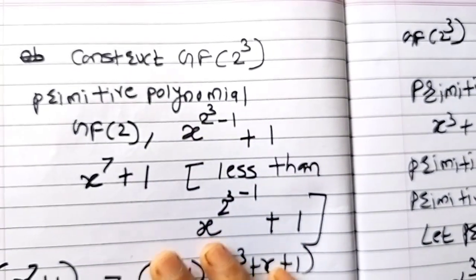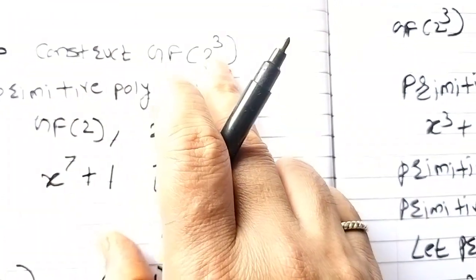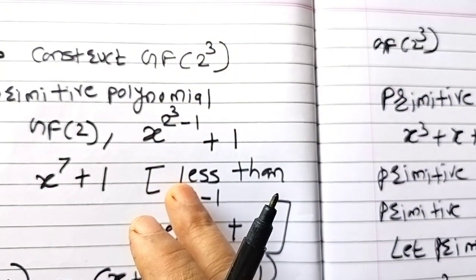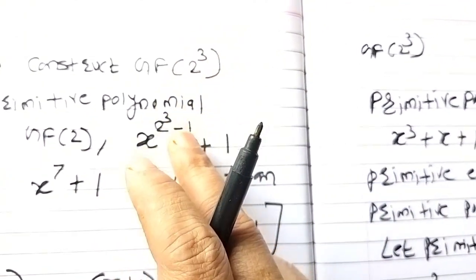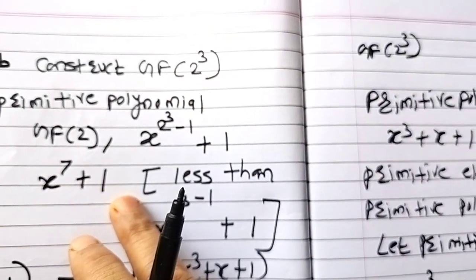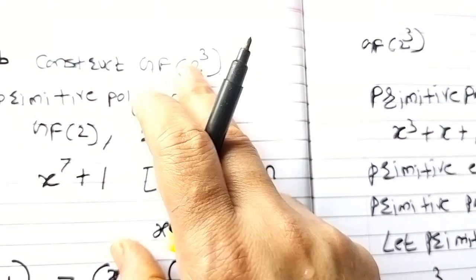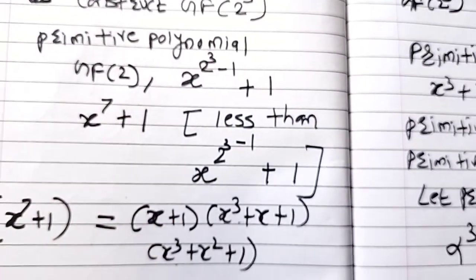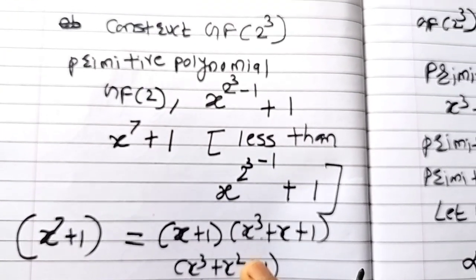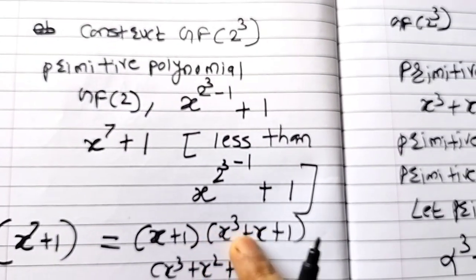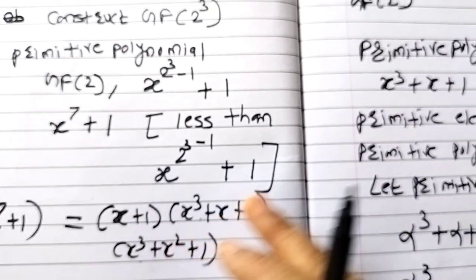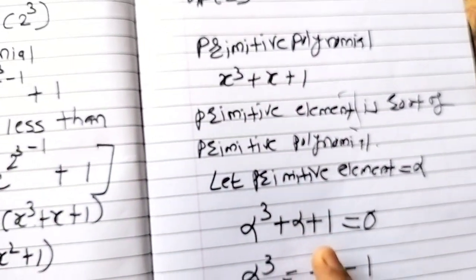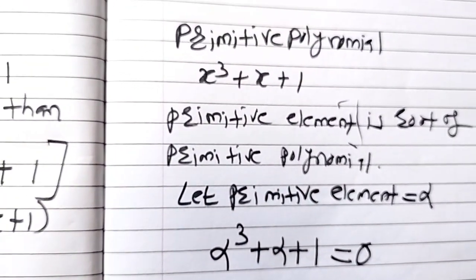Once again, we have to construct the extension field, Galois field 2 raised to 3. This is Galois field 8. We need to factorize x raised to 7 plus 1. We have factorized in such a way that we get polynomials of degree 3, and we have selected one of them as the primitive polynomial. Then we know that the primitive element is the root of the primitive polynomial.